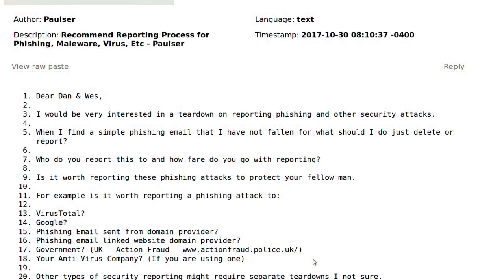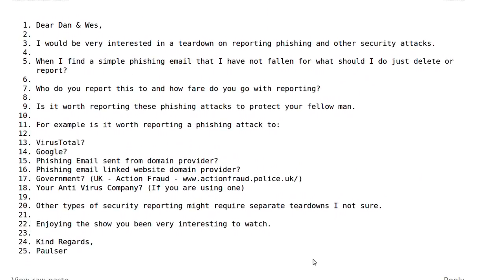We've got one more bit of feedback today. Let's see here. Balzer, recommended reporting process for phishing, malware, virus, etc. Dear Dan and Wes, I'd be very interested in a teardown on reporting phishing and other security attacks. When I get a simple phishing email that I have not fallen for, what should I do? Do I just delete it, or do I report it? Who do you report this to, and how do you go about reporting it? Is it worth reporting these phishing attacks to protect your fellow humans? For example, is it worth reporting a phishing attack to VirusTotal, Google, the domain provider of the sending email, the domain provider of a linked website, the government, an antivirus company? Other types of security reporting might require separate teardowns, I'm not sure. Enjoying the show? Thank you very much, Balzer.